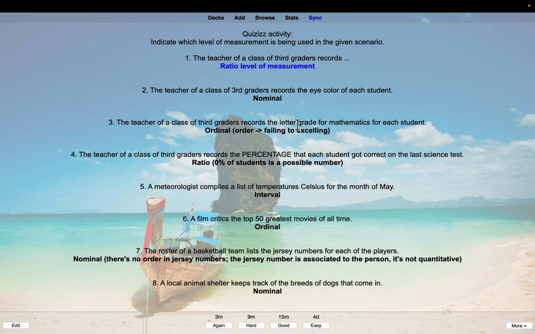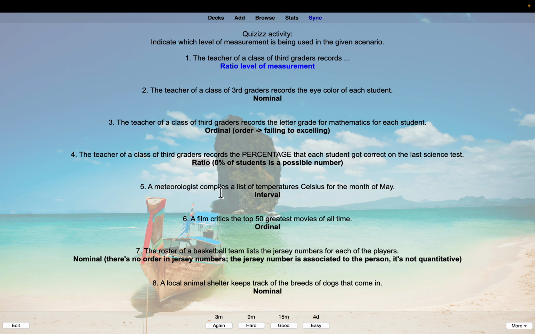Records the letter grade for mathematics for each student. If it's letter grade, that's automatically ordinal, so from failing to excelling. The teacher of a class of 3rd graders records the percentage that each student got correct on the last science test. Percentage, so this is ratio. We cannot have a negative percentage value in the context of our scenario here. 0% of students is a possible number.